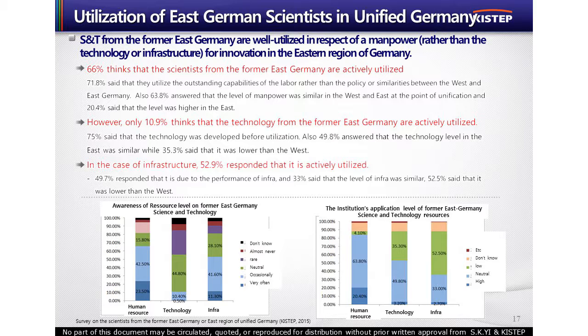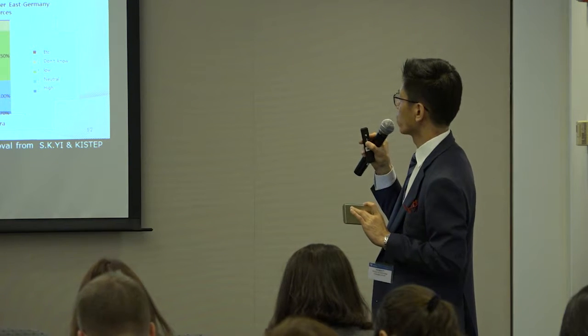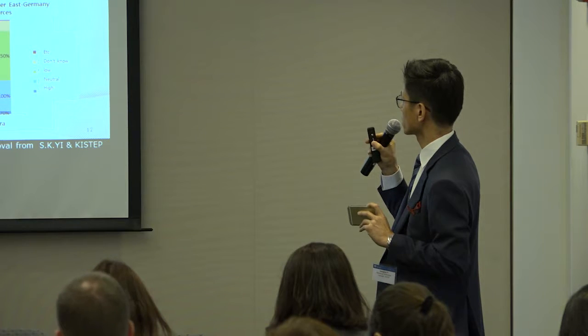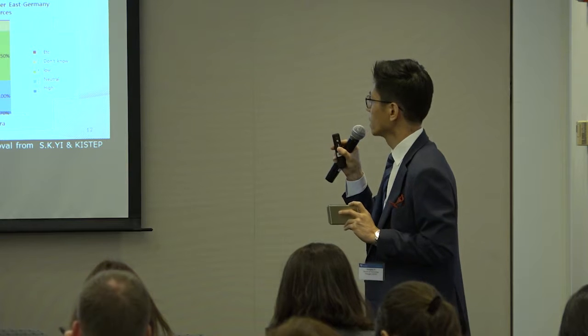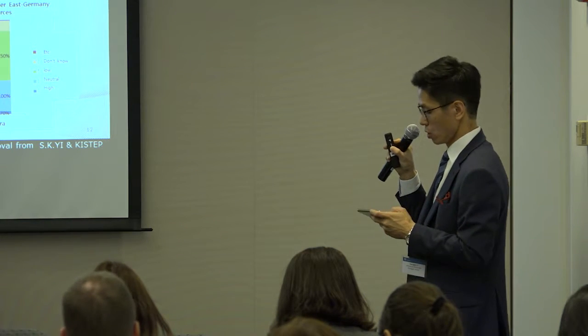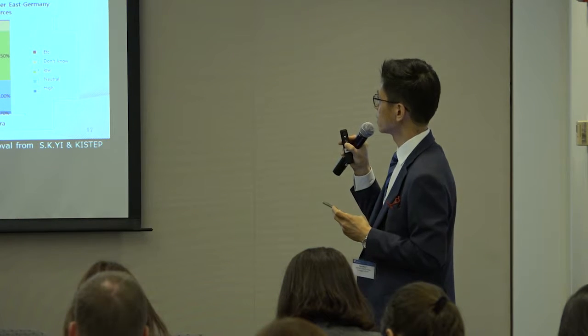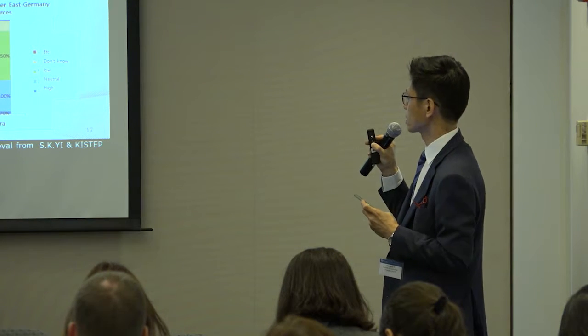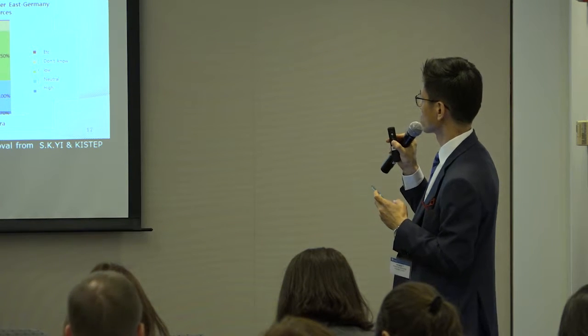Also, science and technology from the former East Germany are well utilized in respect of manpower rather than the technology or infrastructure for innovation in the eastern region of Germany. The graph below shows that 66% of respondents think that the scientists from the former East Germany are actively utilized. However, only 10.9% think that the technology from the former East Germany is actively utilized. And in the case of infrastructure, about 50 percent is utilized. So we could conclude that manpower is the most important resource for unified Germany.